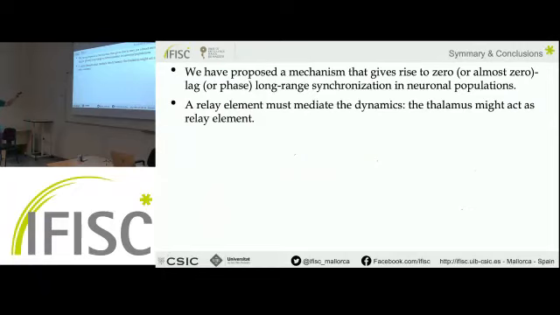I told you about two kinds of simulation that we did. We have proposed a mechanism that gives rise to zero or almost zero lag or phase synchronization in long-range synchronization in neuronal populations. A relay element must mediate the dynamics, and it is possible that the thalamus acts as this relay element, although there are other options like the hippocampus. There are other populations that can play that role.